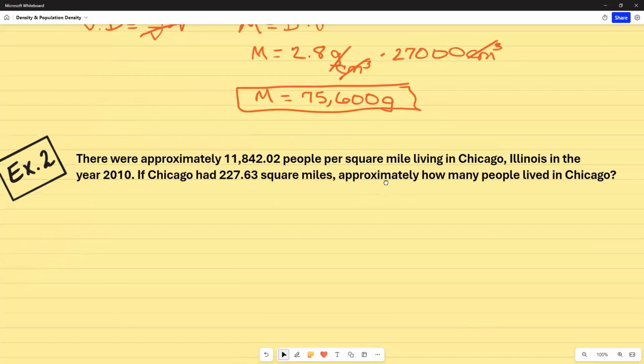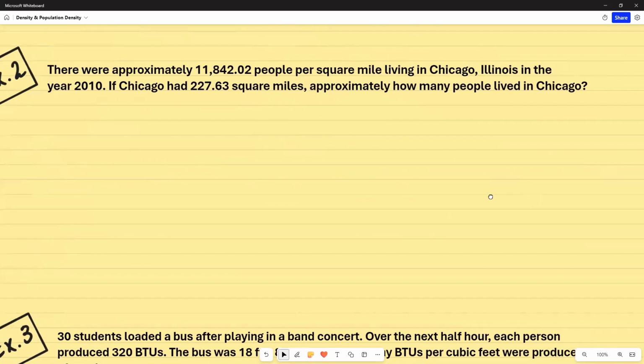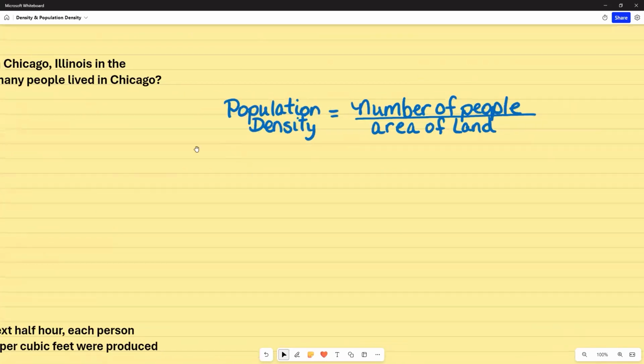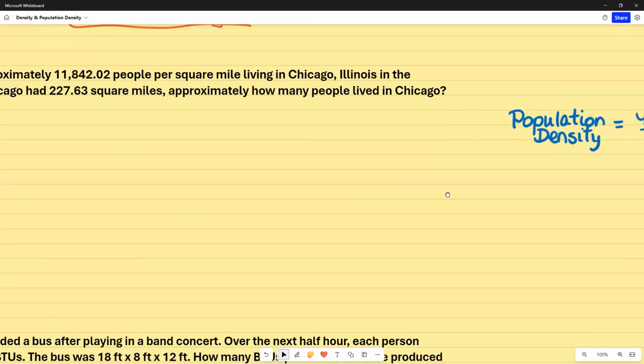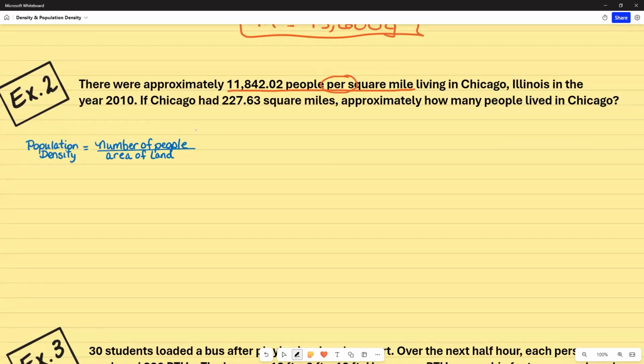On to example 2. Here we're talking about people. We are using a variation of the density formula, but it's more geared towards the population. The density portion of the population is still over here, and I'm looking for the word per, P-E-R. It's equal to the number of people over area. So that's going to be like square mileage or something with a square. Here's some information when it's talking about density. How do I know it's density? Because I see this word per. People per square mile.